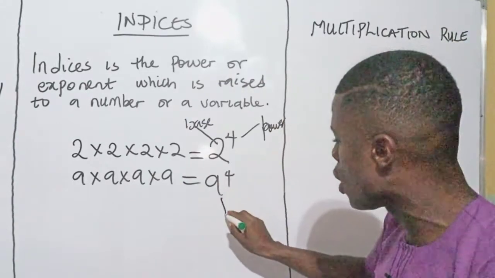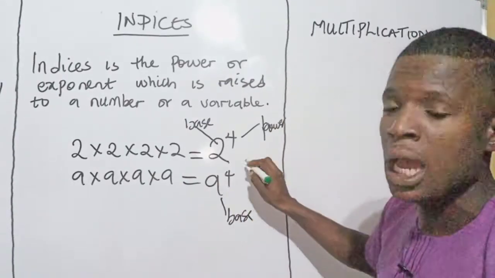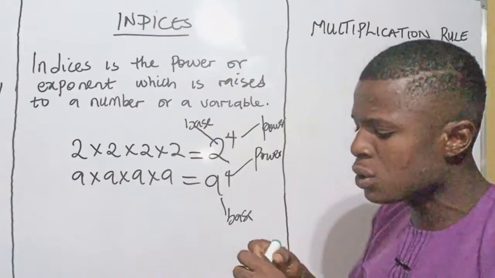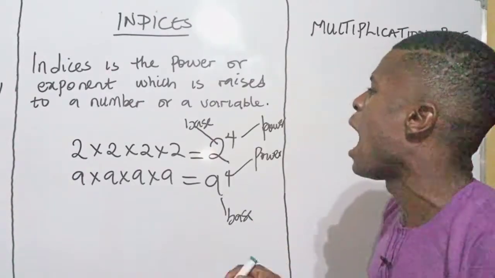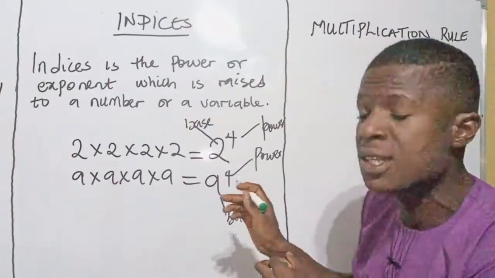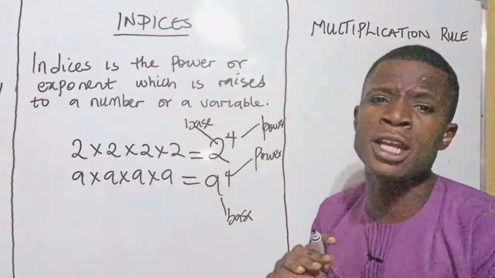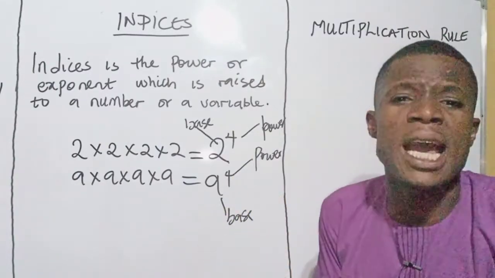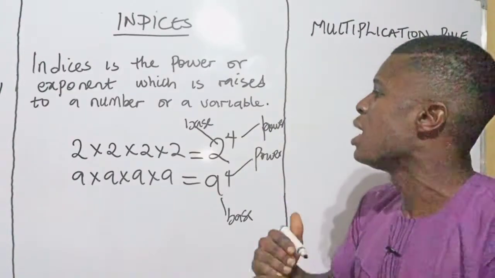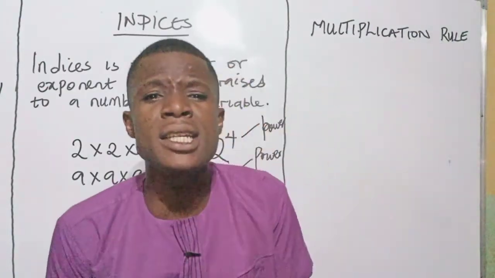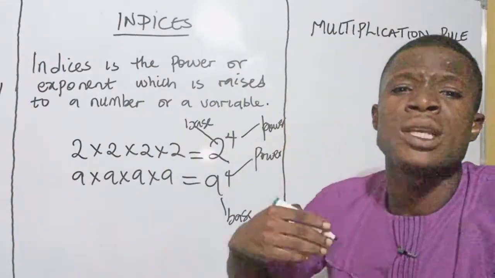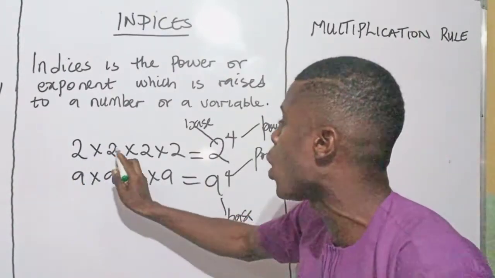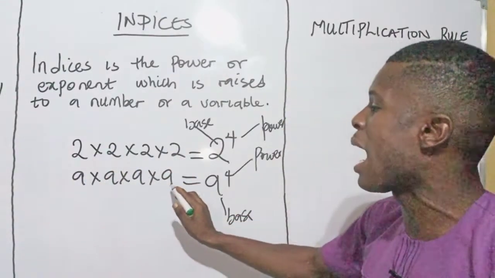And our a here is also the base, the main number in consideration, and we have this 4 as the power. So at this note, we can simply define indices as the power or exponent to which any number, variable or any quantity is raised. This indices also shows how many times a number is multiplied. As you can see here, this 2 is multiplied 4 times, and this a is multiplied 4 times.